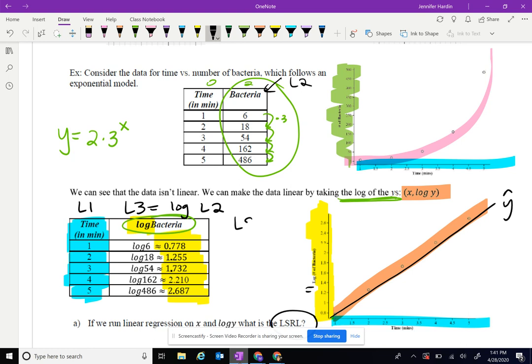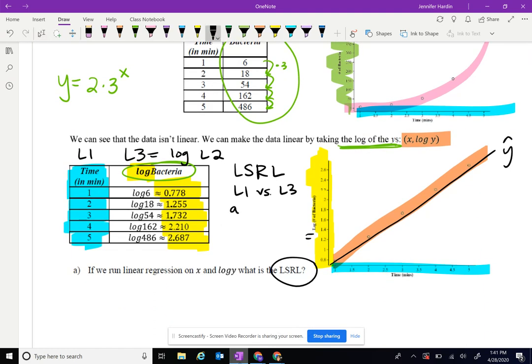And then when we make our least squares regression line, we're looking at list 1 versus list 3. It'll give you an A value, I got 0.301, and a B value of 0.477. Then we're going to be asked to write our least squares regression line. So we've already defined X as time. We've defined Y as the amount of bacteria.